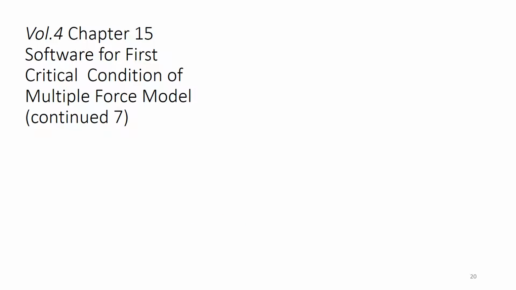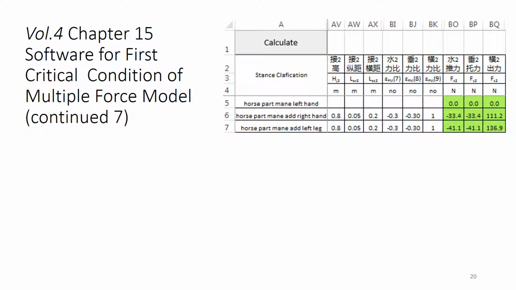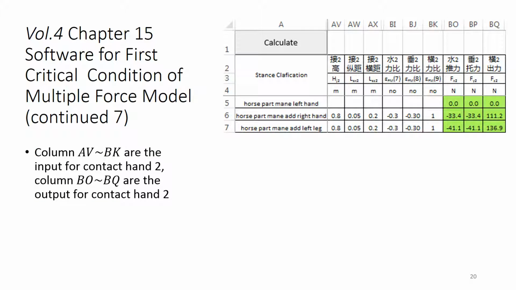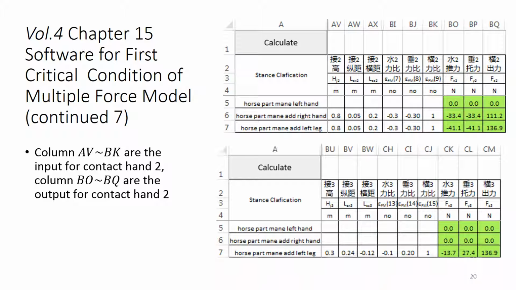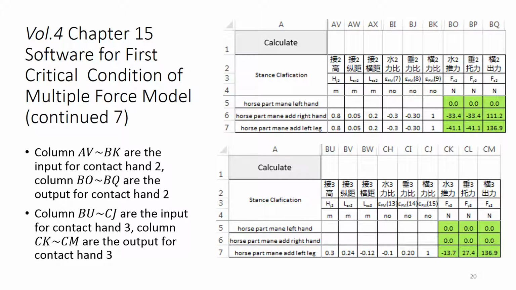Chapter 15. Software for first critical condition of multiple force model. Continued 7. Column AV to BK are the input for contact hand 2. Column BO to BQ are the output for contact hand 2. Column BU to CJ are the input for contact hand 3. Column CK to CM are the output for contact hand 3.